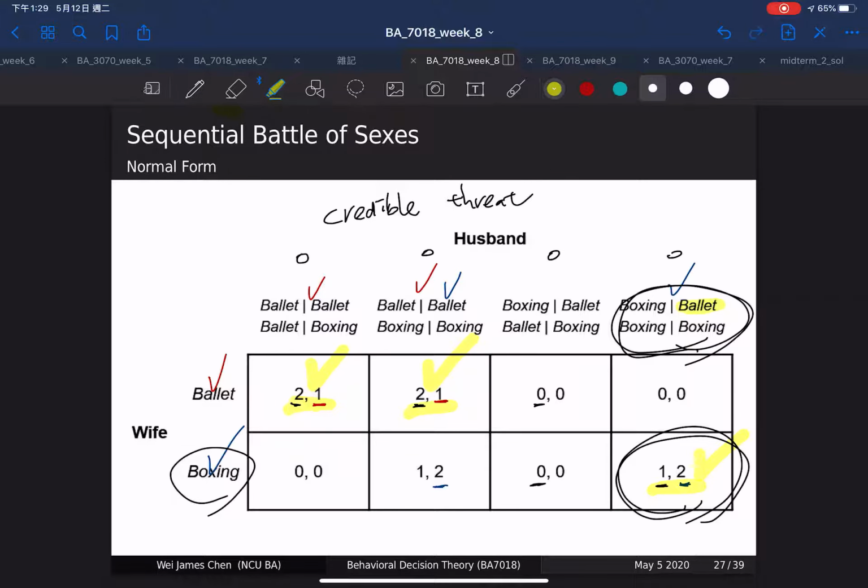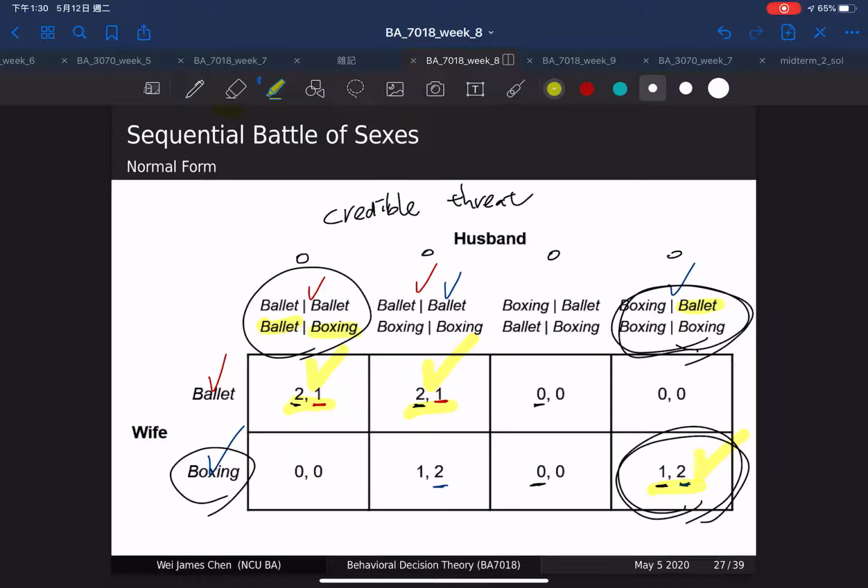Similarly here, this strategy is: no matter what the wife does, I will go to ballet. And this part is non-credible. If the wife goes to boxing, I actually will also go to boxing. I will not go to ballet. So this claim is non-credible. You cannot convince your partner of that.